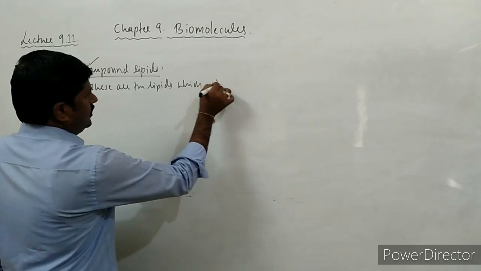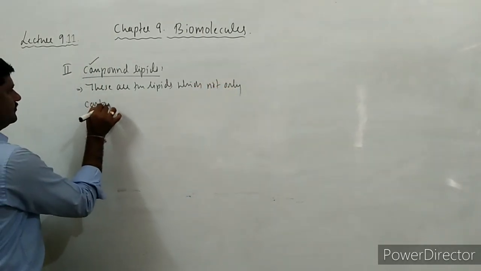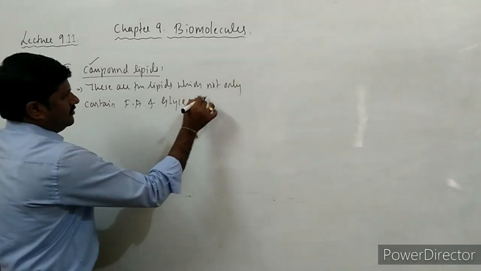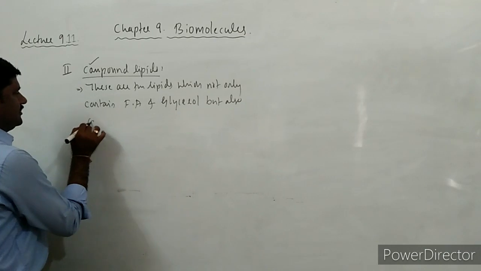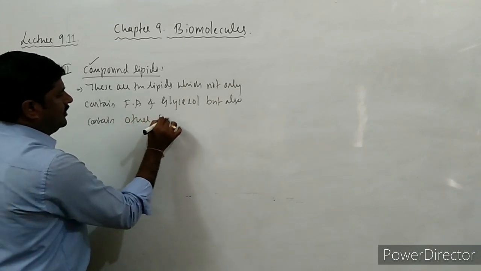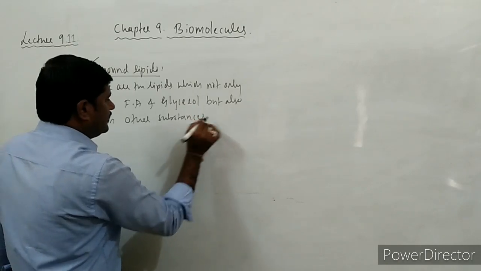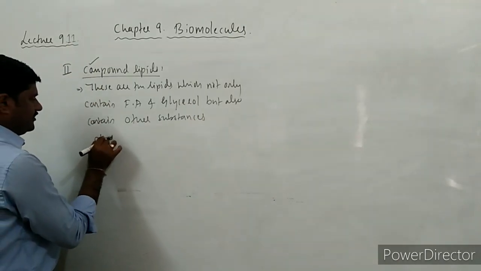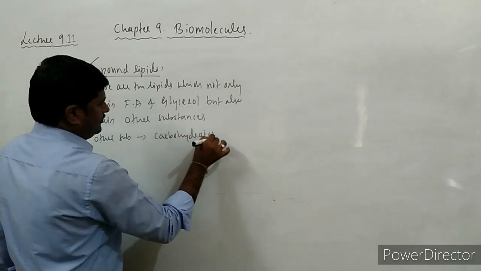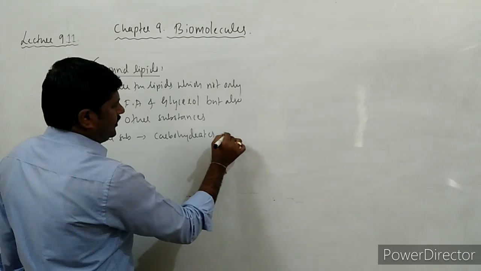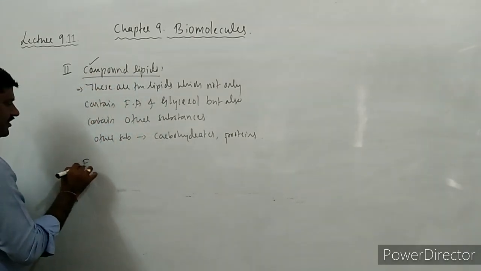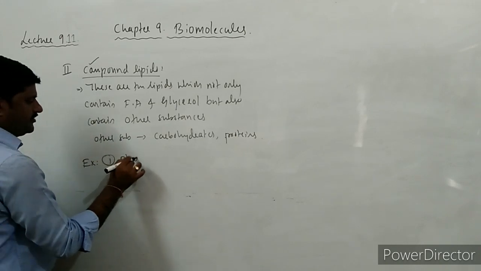These are the lipids which not only contain fatty acids and an alcohol, glycerol, but also contain other substances. They may be other substances, such as carbohydrates sometimes, or proteins sometimes, or some other materials, so as to form the compound lipids over here. Example. The first one we can take is phospholipids.